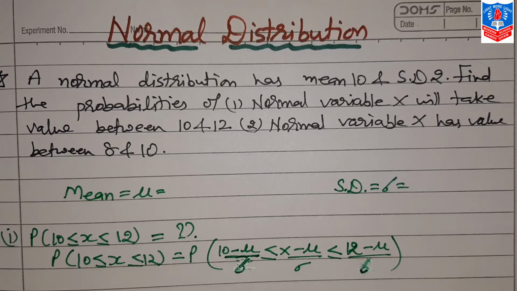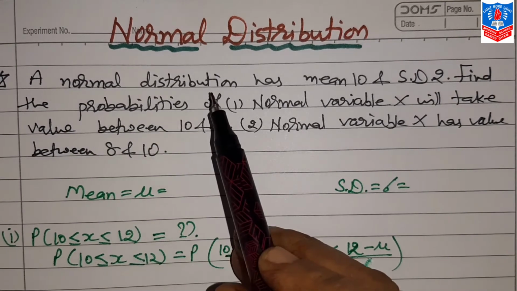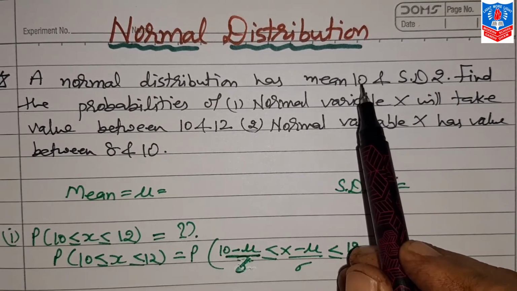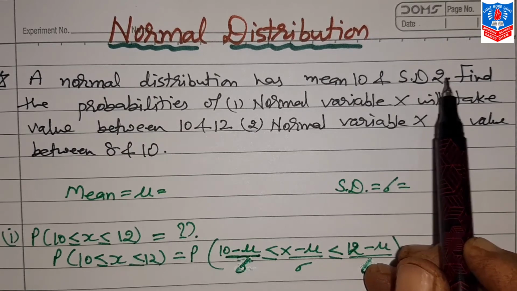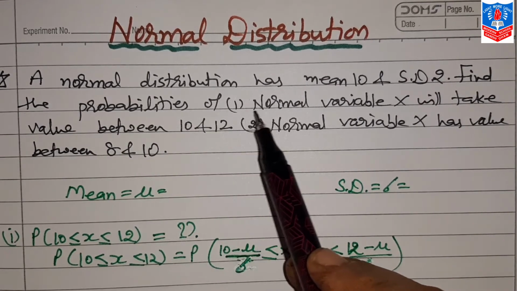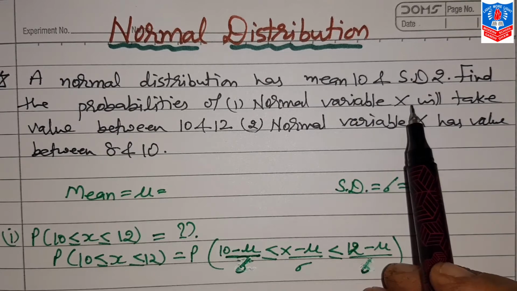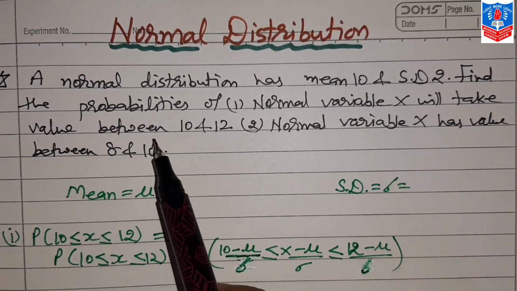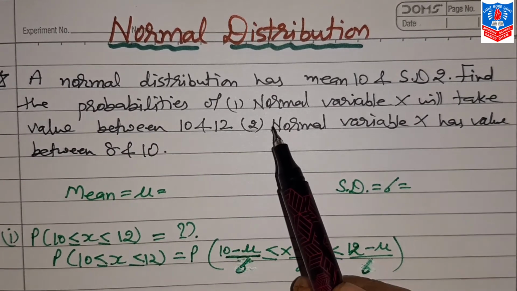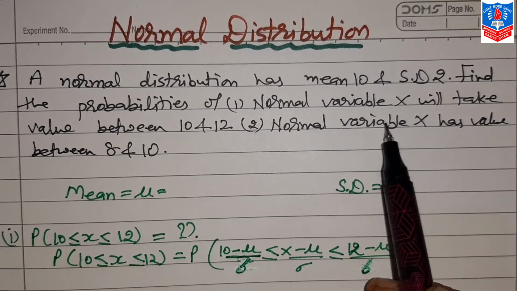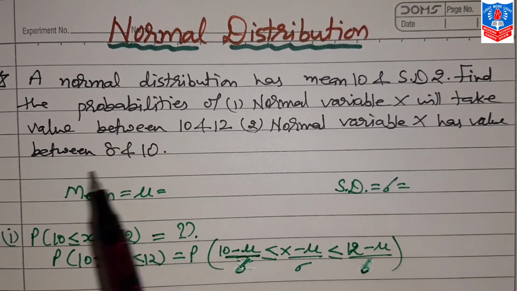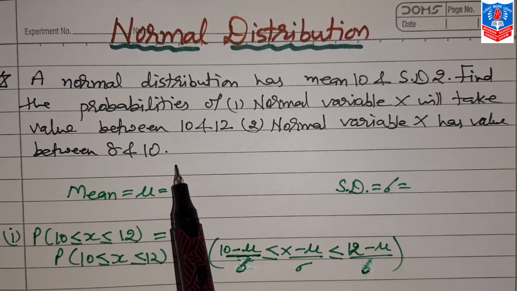Now the question is this way. A normal distribution has mean 10 and SD 2. Find the probabilities of: number 1, the normal variable x will take a value between 10 and 12; and second, the normal variable x has a value between 8 and 10.